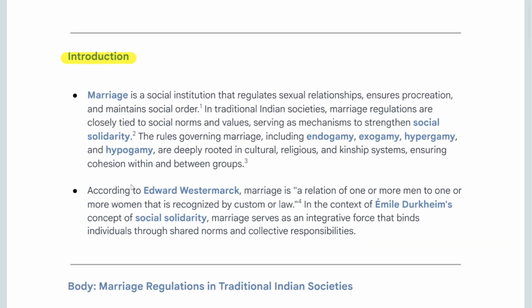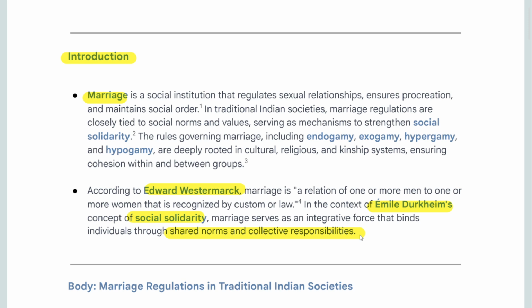Right. Marriage, in this context, is a powerful tool. It's about social order. You had thinkers like Edward Westermark, way back in 1921, defining it as this recognized relationship. And Emile Durkheim, the sociologist, saw it as an integrative force, something that binds people together through shared rules, shared norms. So in traditional Indian societies, these rules, who you can marry, are deeply woven into everything: culture, religion, family systems, all working together to keep the group strong, keep it united, social solidarity.